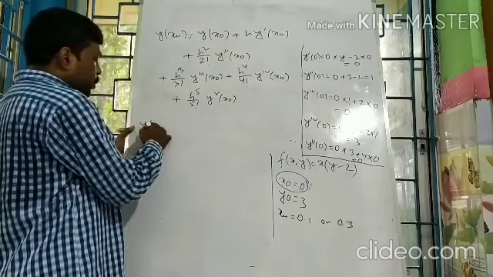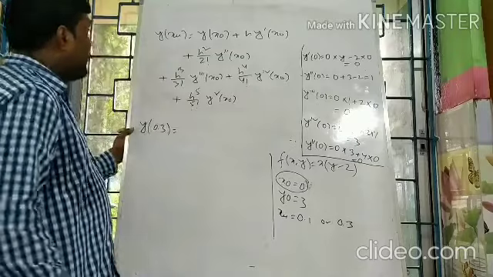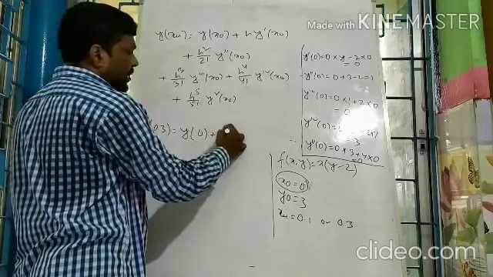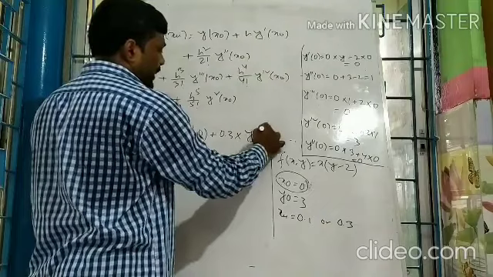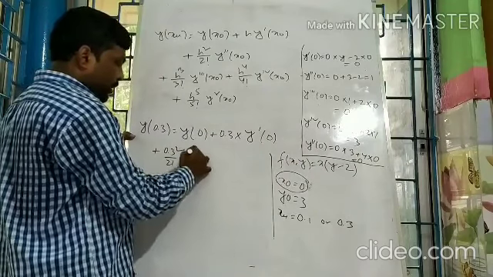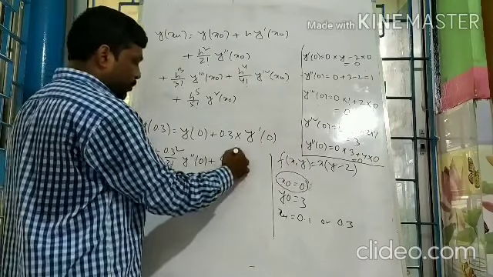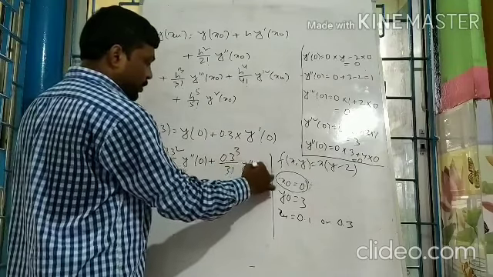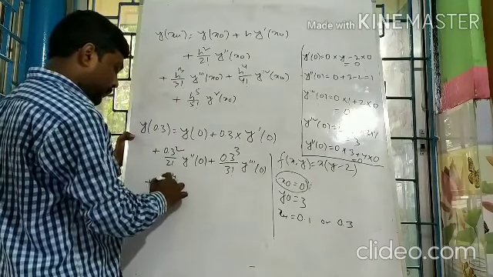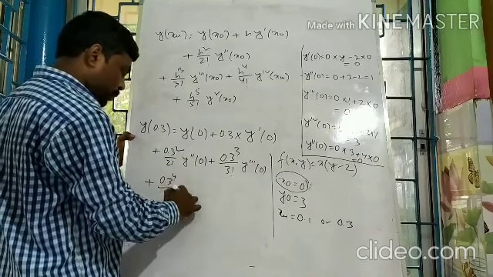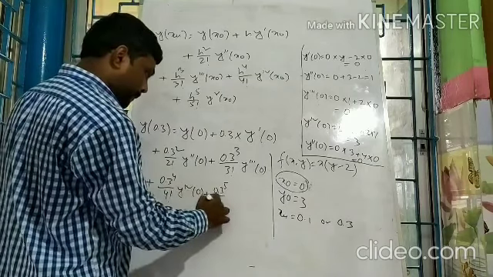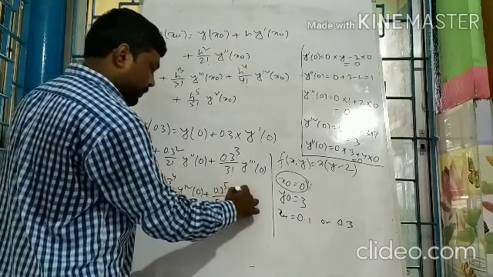So y(0.3) equals y(x0), that is y(0), plus h, which is 0.3, into y'(0), plus 0.3 square by 2 factorial y''(0), plus 0.3 cube by 3 factorial y'''(0), plus 0.3 to the power 4 by 4 factorial y4(0), plus 0.3 to the power 5 by 5 factorial y5(0).